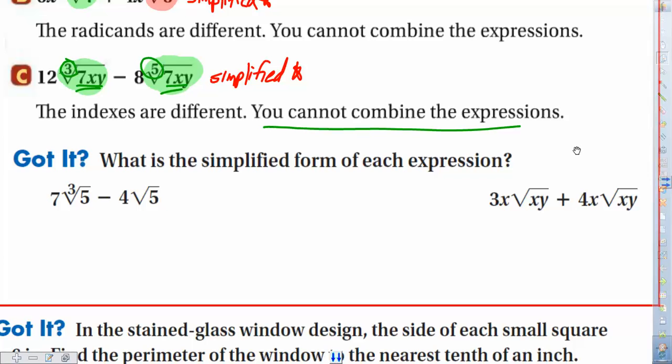Alright, how'd you do? So if you didn't pause it already, go ahead and pause it, give them a chance to do it, because I'm about ready to show those answers. Alright, so taking a good look at this one, that is a cube root of 5, that is a square root of 5. So guess what? This is already simplified.